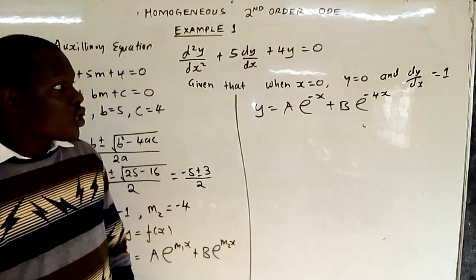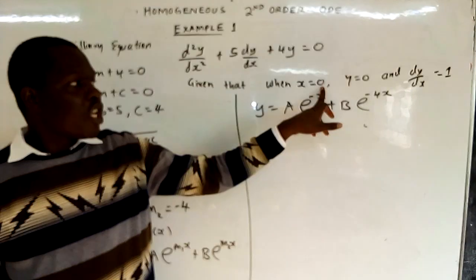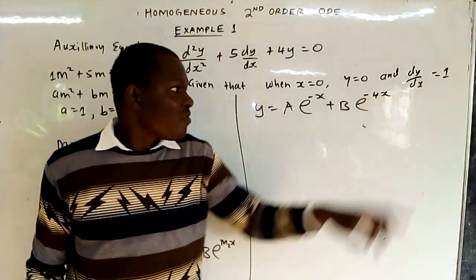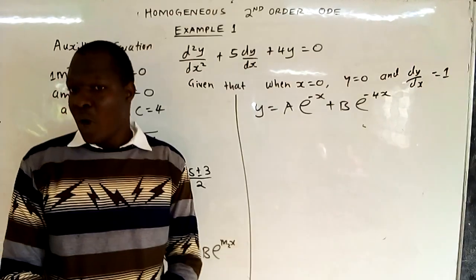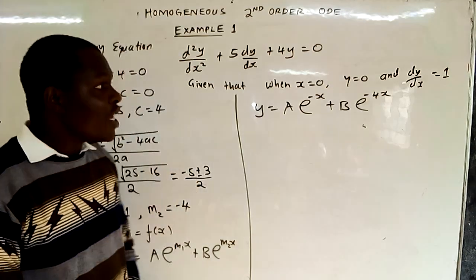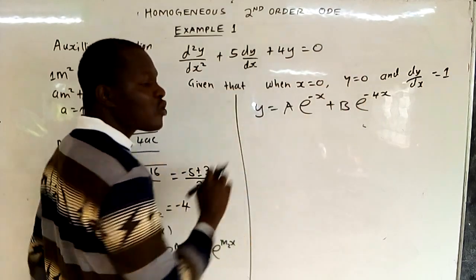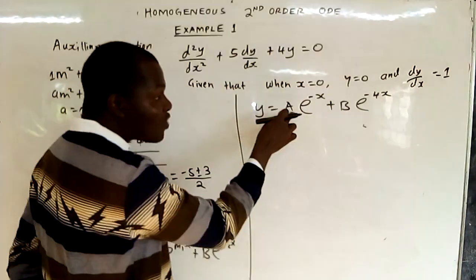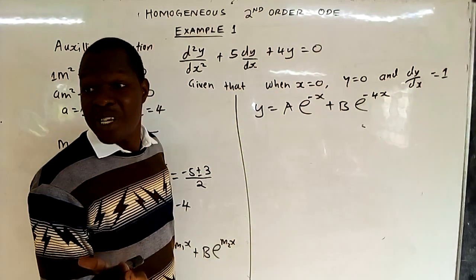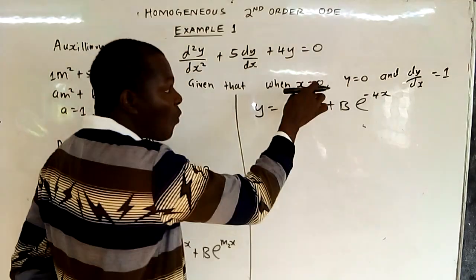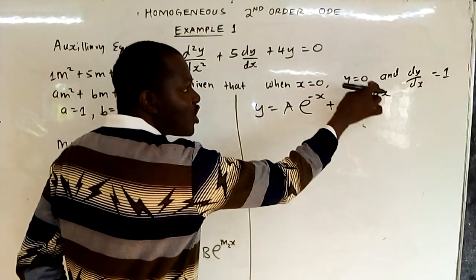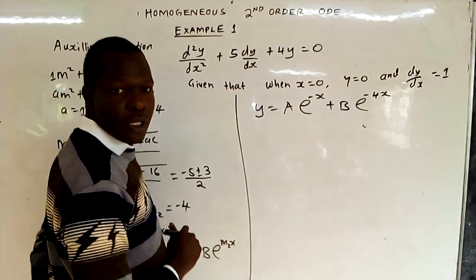But we want the solution when x is 0, y is 0, and dy/dx is 1. Are we together? So it means that where there is x, you put 0, and where there is y, you also put 0, because we want to know the values of a and b, those coefficients, isn't it?